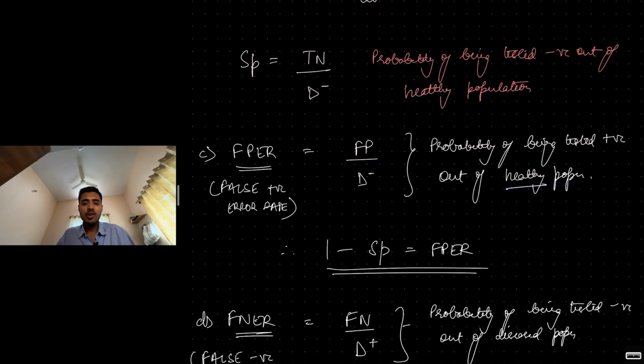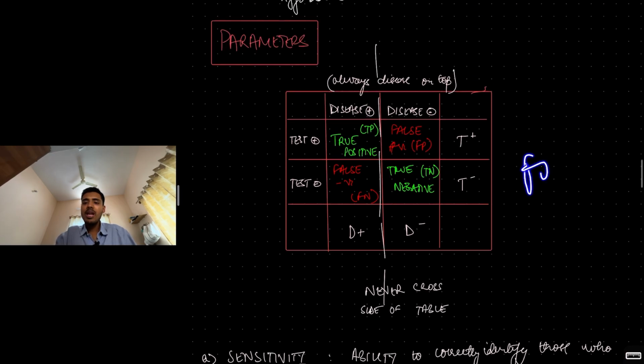Now, if you think about it, FP by D minus is false positive error rate. TN by D minus, disease negative, is specificity.